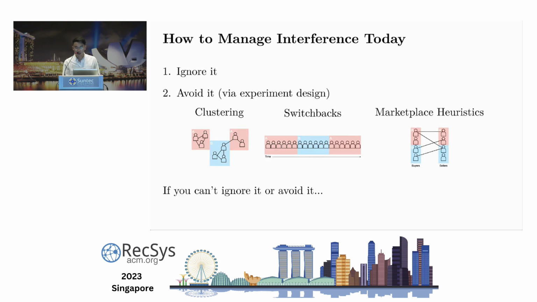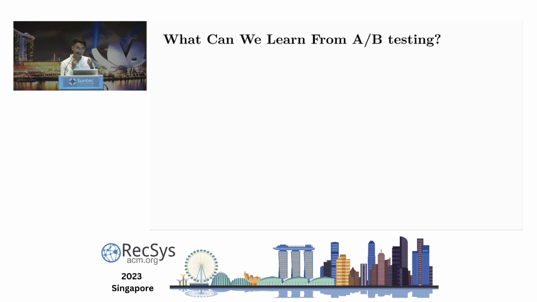So what we're going to focus on is what you're going to do if you can't ignore the problem and you can't avoid it. So we're going to fix the experimental design to be a simple A/B test, and we're going to ask, what can we learn in this world?